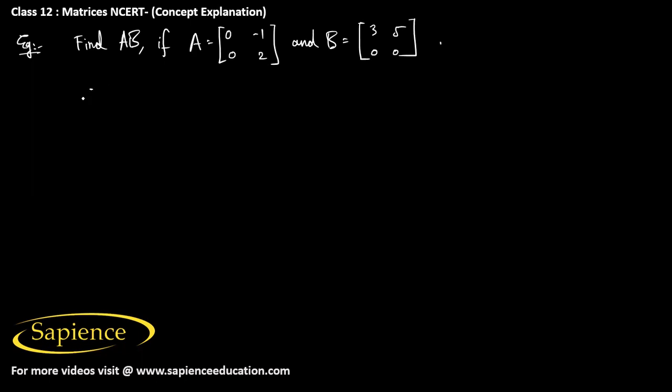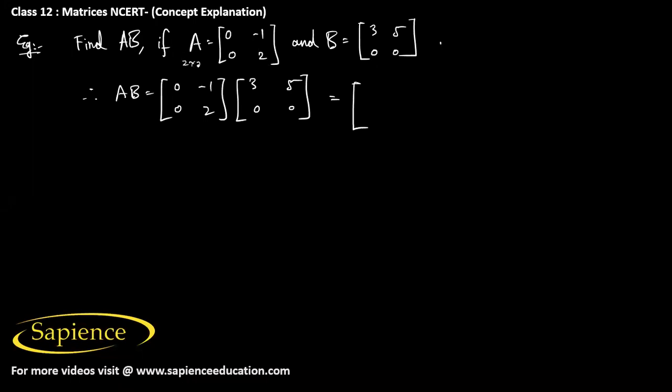So now, therefore, the product AB will be equal to 0, minus 1, 0, 2, into 3, 5, 0, 0. A is of the order 2 cross 2 and B is of the order 2 cross 2. Therefore, AB also will be of the order 2 cross 2. So for the element of the first row and first column, we should take the product of the first row of A and first column of B. So this will be 0 into 3, 0 plus minus 1 into 0, that is 0 only.